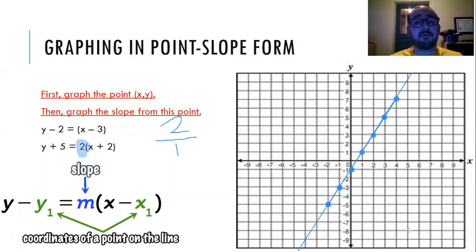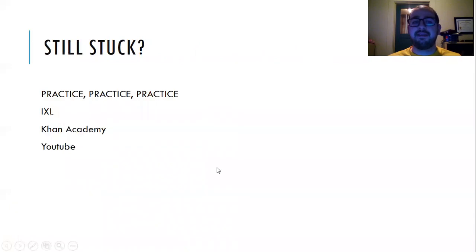Point-slope form is probably one of the more challenging ways to graph. Slope-intercept form is much easier. Okay. Last but not least, I wanted to give you all a little tip on if you're struggling with this. The biggest tip I could give, practice, practice, practice. You need to practice graphing or else you will not get better at it.